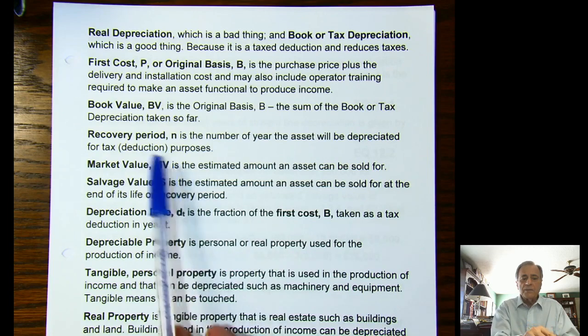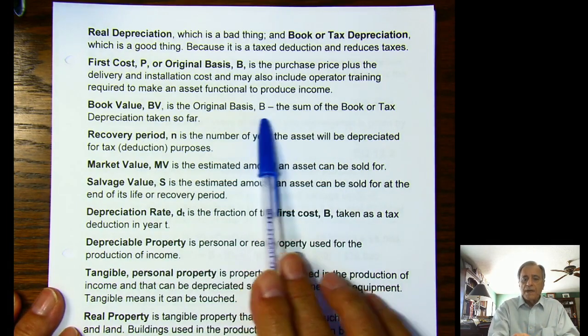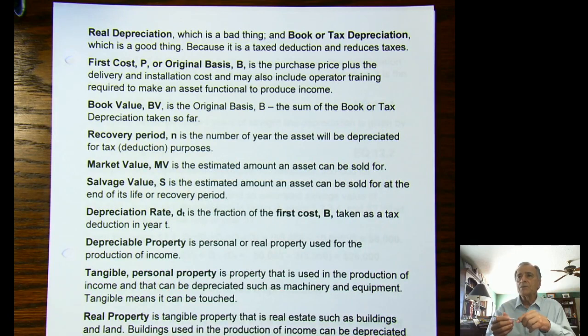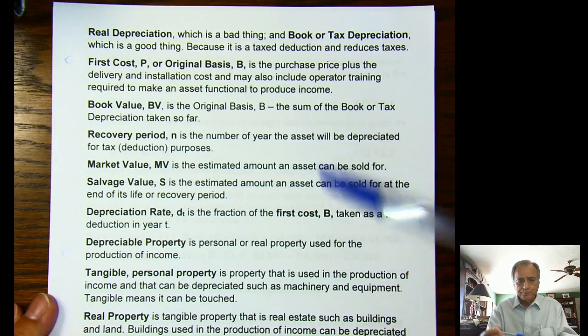And then there's something called the book value. The book value is the original basis minus all the depreciation you've taken up to some point in time. So if I want the book value at time 3, which is really the end of year 3, then I would take the original basis at time 0, subtract the depreciation in years 1, 2, and 3, and I would get the book value at the end of year 3.